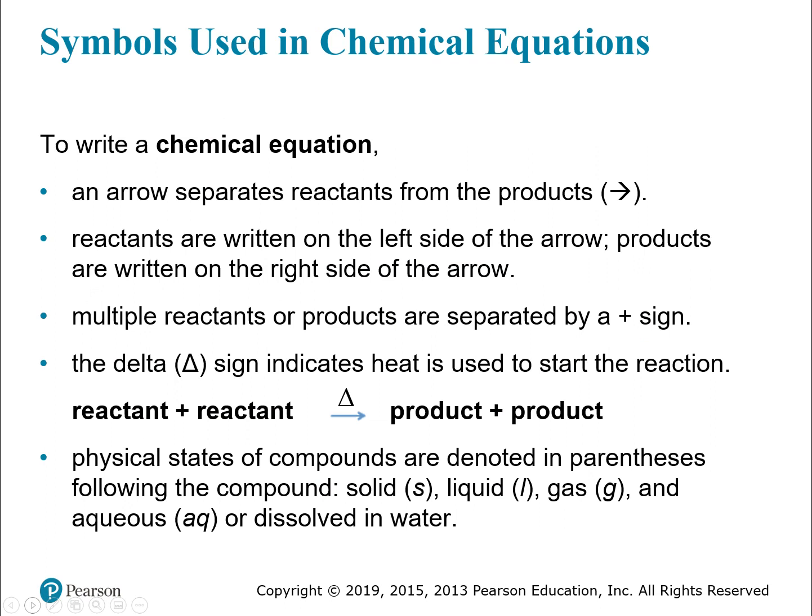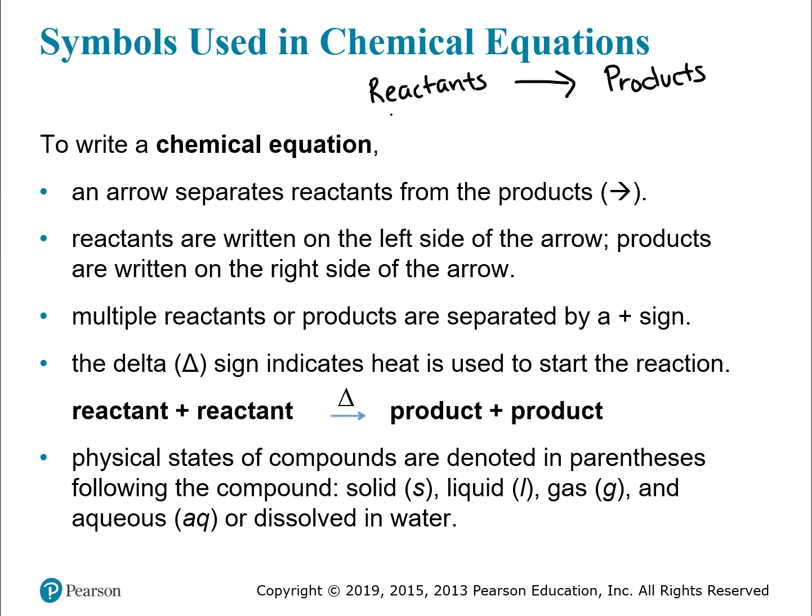So there's some symbols that you need to know when you're writing chemical equations or when you're interpreting a chemical equation. To write a chemical equation, you're going to use an arrow to separate the reactants from the products. So what that looks like is you have your reactants on one side, then an arrow, then your products. Reactants are on the left, always. Products are on the right, always.